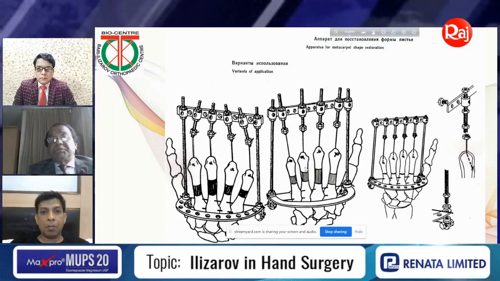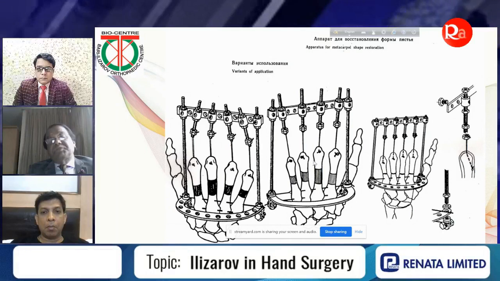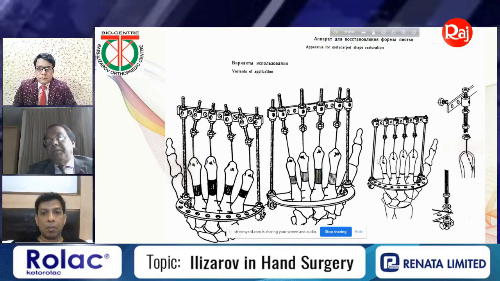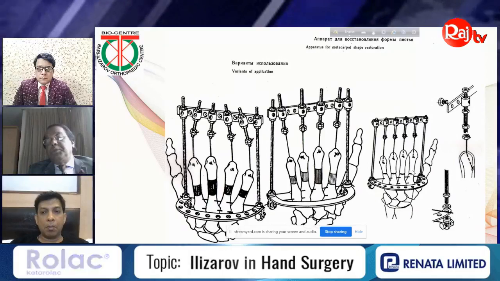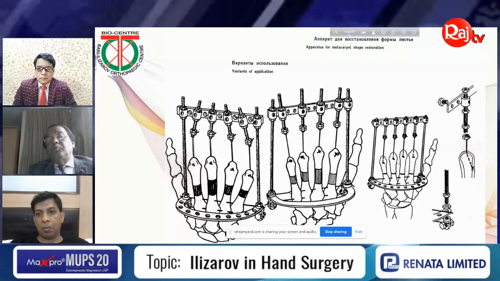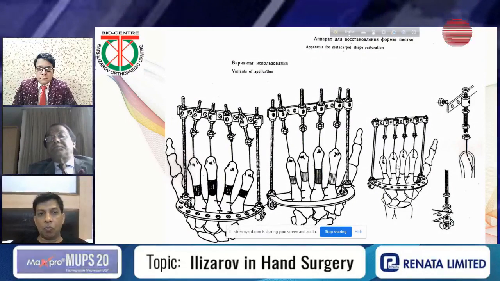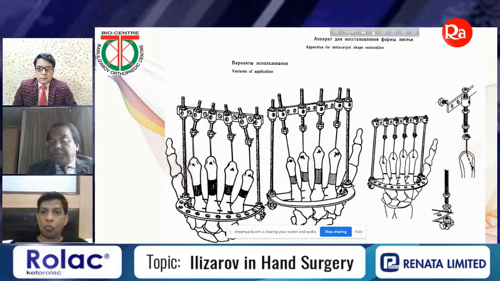Now, this is the case, you see how you can lengthen. Very simple, externally you can do that. This is corticotomy. You can do like that. You can go for lengthening. These are the apparatus for metacarpal shape restoration.